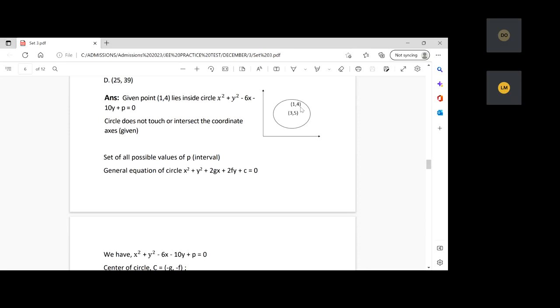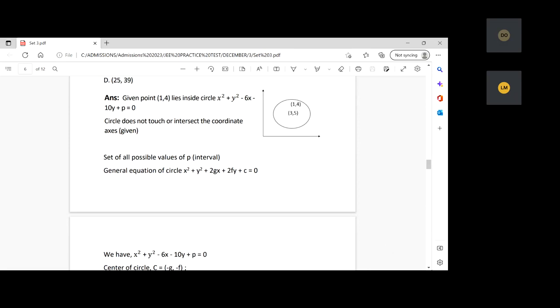So what I'm planning to do is, I know the general equation of a circle, right? What the question is asking is to find the range of values of p, or all the possible values of p. We need to find the interval, whether it's 0 to 25 or 0 to 9, whatever the interval might be. So I have a general equation of the circle. Comparing these equations, I'll be able to find out.